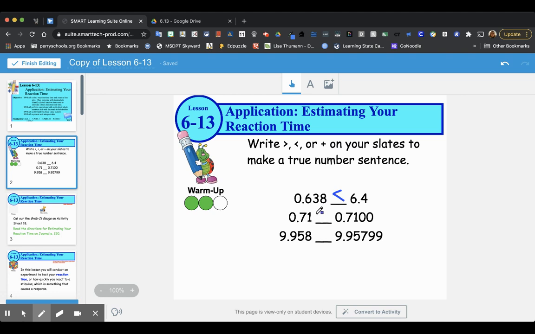For the second one, you should see that these are actually equal to one another because you could drop these two zeros. And for the last one, I did that wrong. You've got to pay attention. If we can see 9, 9, 5, and then take a look at the digit in the thousandths place, even though this appears to be larger, it is actually smaller by a very small amount, but it's smaller.